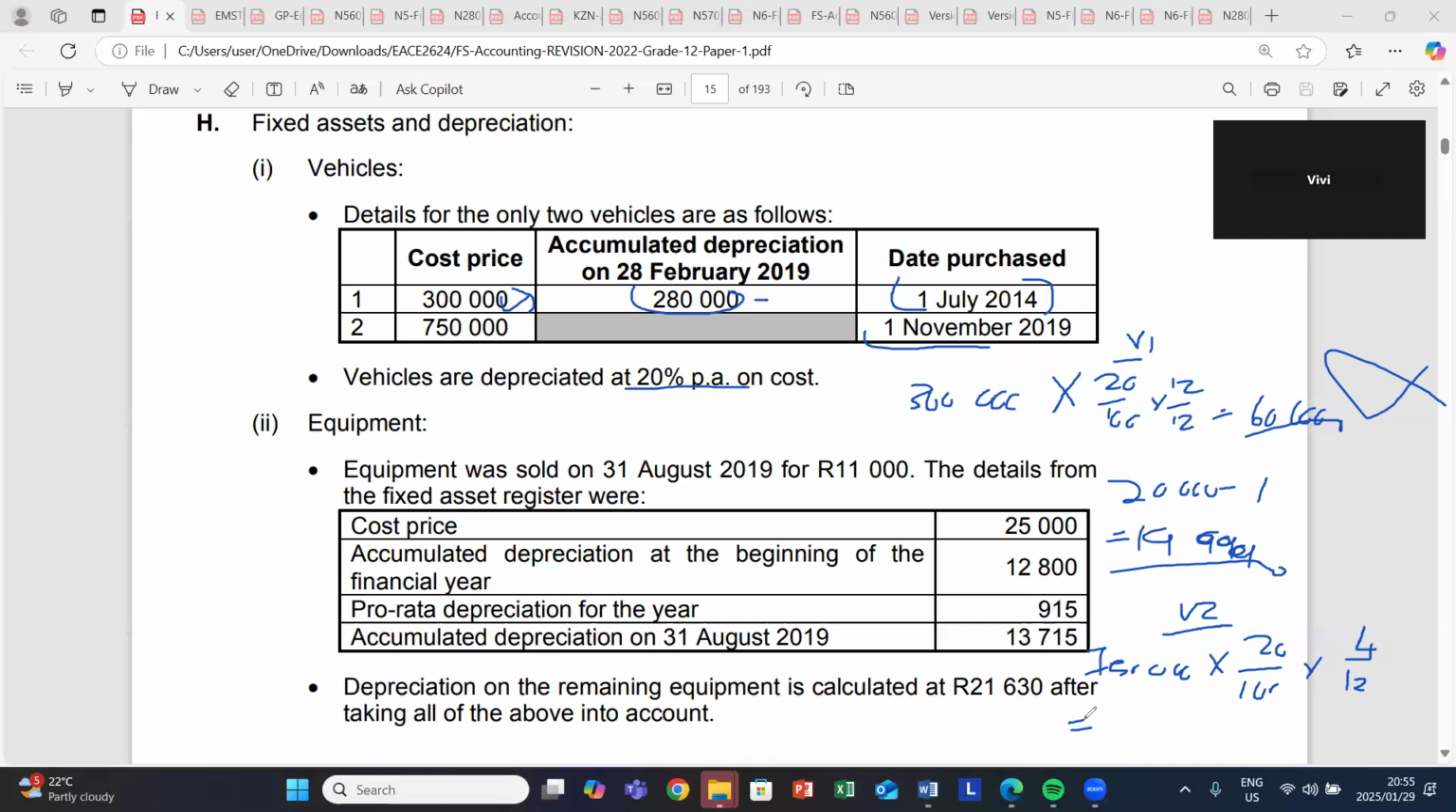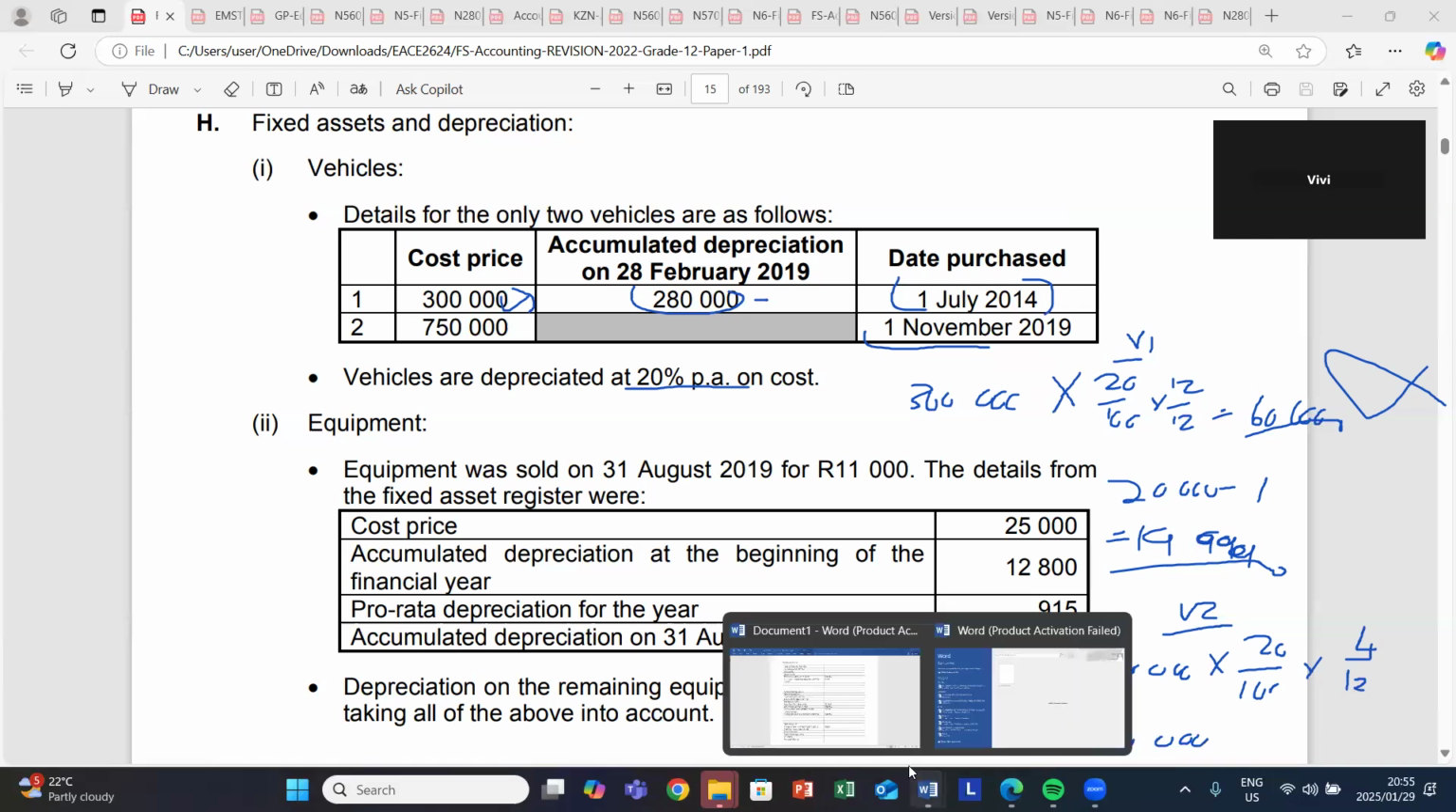So we'll say 750,000 multiply by 20%, multiply by 4 divided by 12, which will get 50,000 rand. Is that correct? I also got it. 50,000 rand will be your depreciation. So let's go add those depreciation for vehicle.